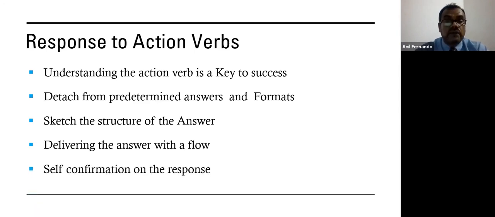Then finally, self-confirmation of the response. Don't get it wrong or confused with this point. You might think this point is to recheck your answer. No, this is not rechecking your answer. This is a self-confirmation about your response. Just glance whether you have delivered what you have sketched.